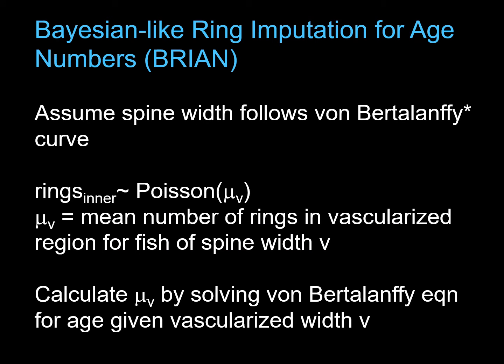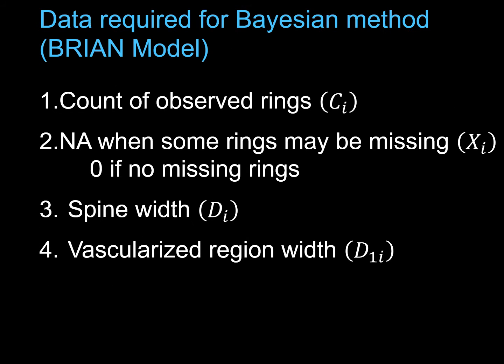The Bryan model assumes that spine width follows a von Bertalanffy curve. There's an asterisk there because you can change that assumption. And the distribution of the rings for the inner portion is assumed to be Poisson with a mean mu sub v, where that's equal to the mean number of rings in the vascularized region for a fish of spine width v. We calculate mu sub v by solving the von Bertalanffy equation for age given vascularization width v.